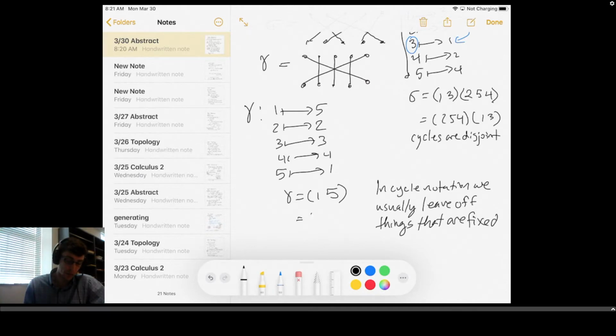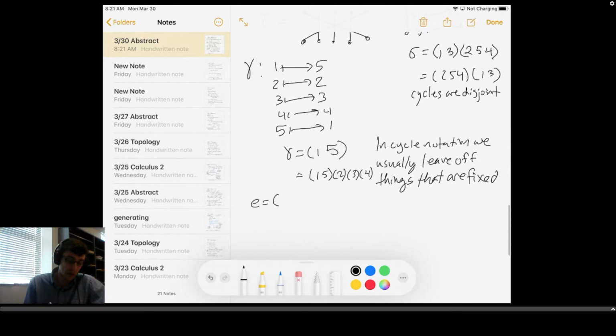So, I mean, you could write this as 1, 5, and then the single cycles 2, 3, and 4, but why? And if you have the identity, then you would actually just write E, or whatever you want to call your identity. You could easily call it this, or you could call it, you know, 1, 2, 1, 2. You have a whole bunch of ways to write the identity, but we usually just go with the identity. We don't need to write it in terms of cycles. Okay.